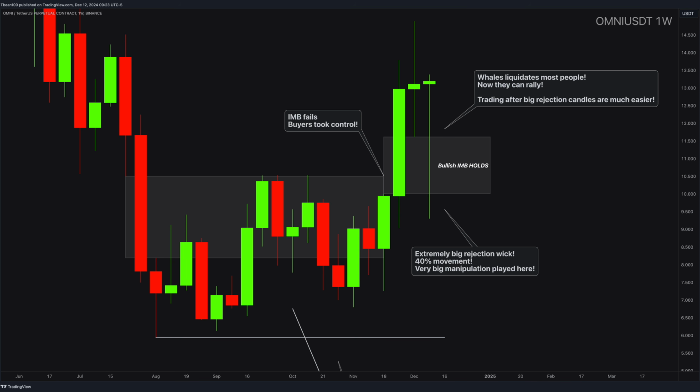But I love big rejection candles in the high time frames. It means that many people are already manipulated. Now the normal rally, normal price action may start.